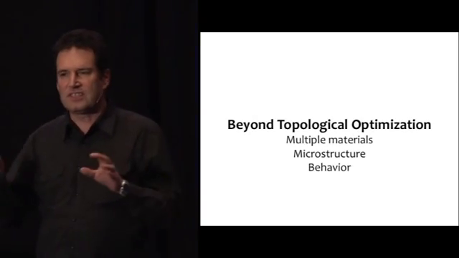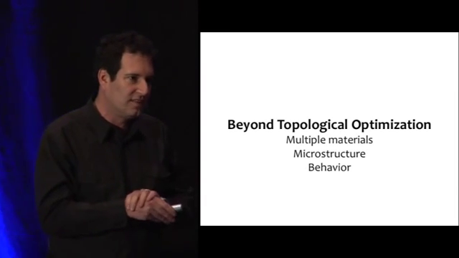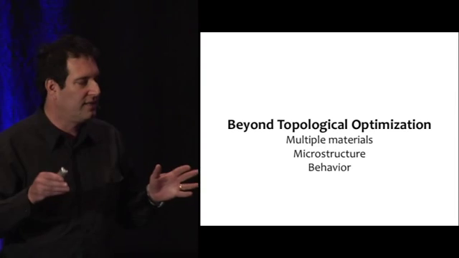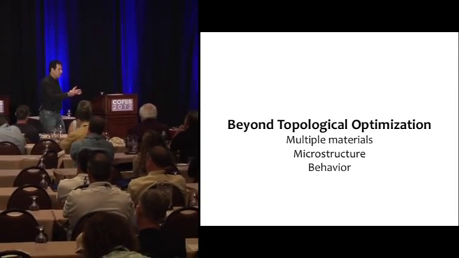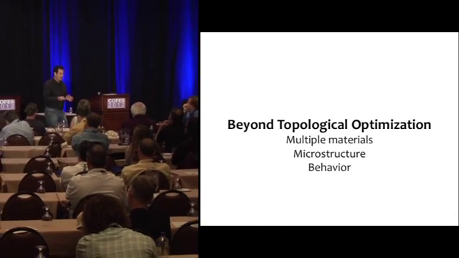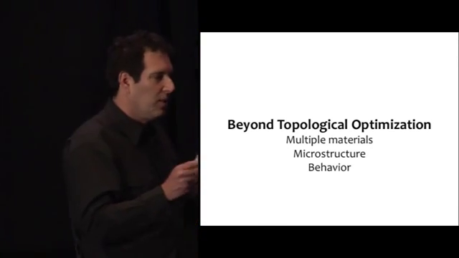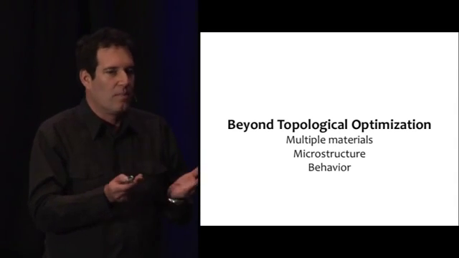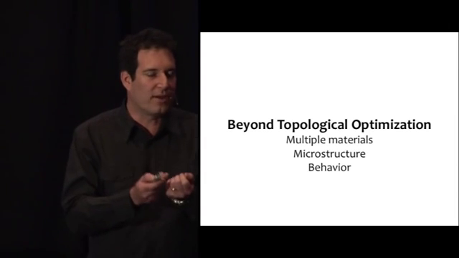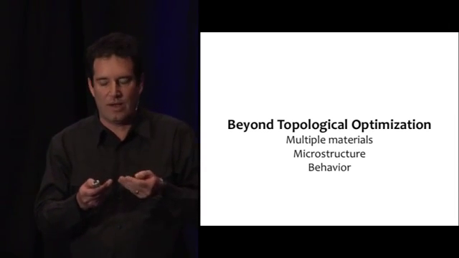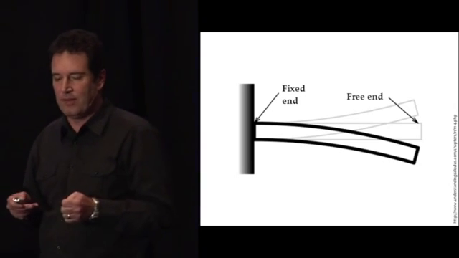This idea of topological optimization has been around for a long time, but often it has been hindered by the fact there was no way to manufacture these complex shapes. Well, now there is a way to do that, but the future is really going not just on topological optimization, but really combining multiple materials, optimizing also the microstructure, how lattices and how multiple materials interact, and even the behavior. And I want to show you a couple of small examples.